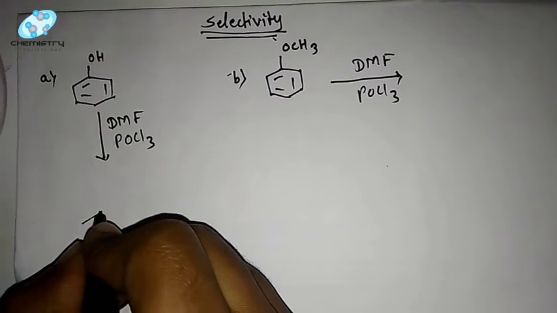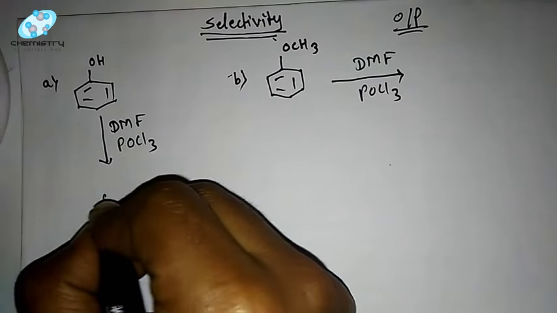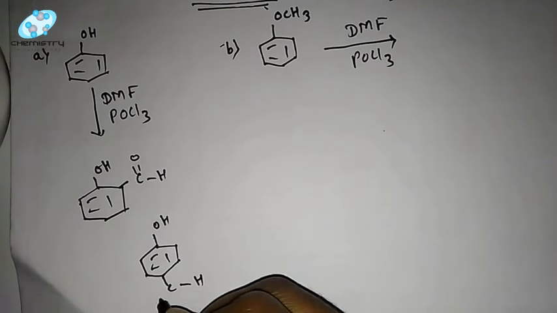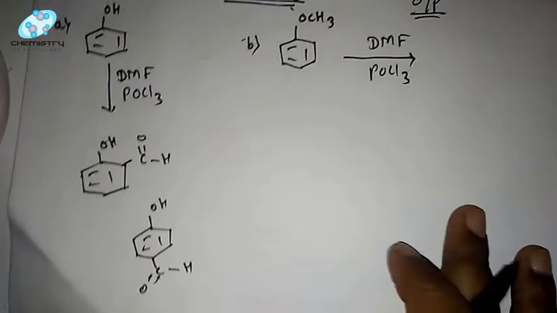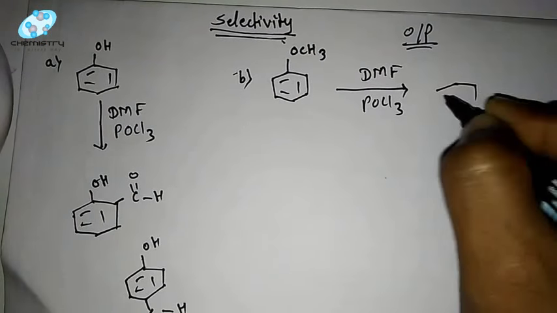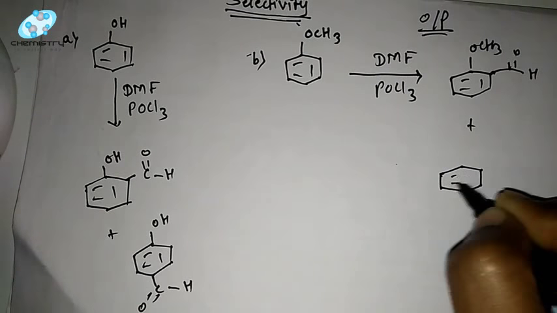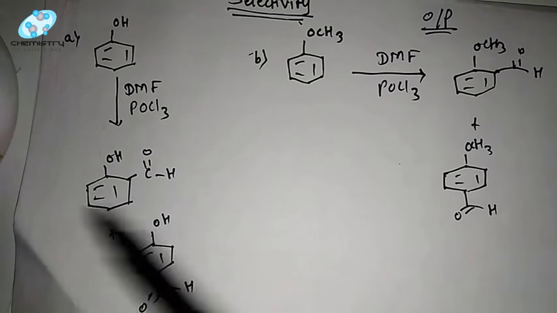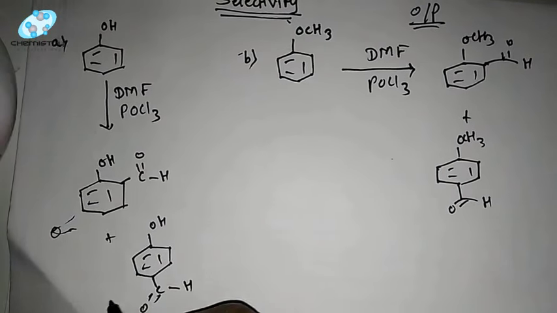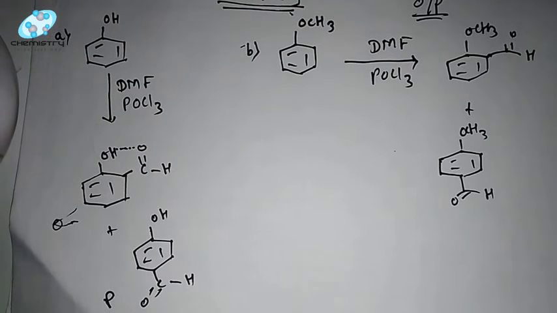Firstly, I will write the possible products for both of the reactants. Obviously, OH and OCH3 are both ortho para-directing. Hence, we would get ortho-hydroxybenzaldehyde and para-hydroxybenzaldehyde in the case of phenol. And in the case of anisole, again we get two products: ortho-methoxybenzaldehyde, which will look like this, and another possibility is para-methoxybenzaldehyde. Out of these two products, which would be more stable, which would be more preferred? In the case of ortho-hydroxybenzaldehyde, the product of phenol, this looks like the product in the Reimer-Tiemann reaction.